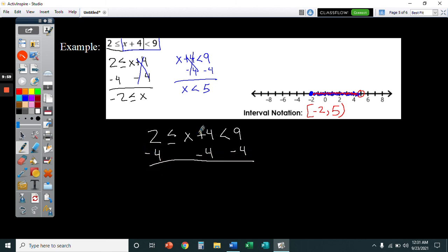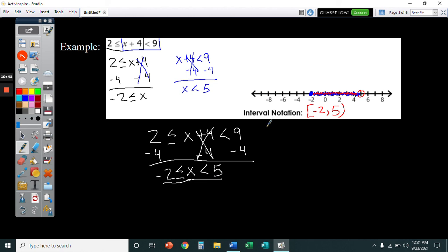So that goes to 0 because I want only x in the middle. That's why I said you work from the middle out. 2 minus 4 is -2, less than or equal to x, and that looks just the same as this part up here. Then I have x less than 9 minus 4 is 5, and this part looks just like this up here in blue. So I have the same inequality that's underlined, not an equal to part. I'm not going to graph it again because it would be the same graph, and you have the same interval notation. And that's how you work compound inequalities.